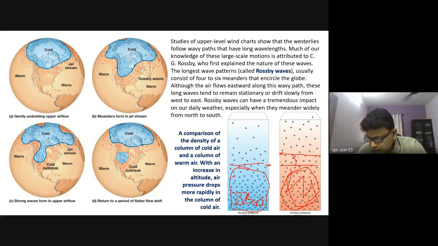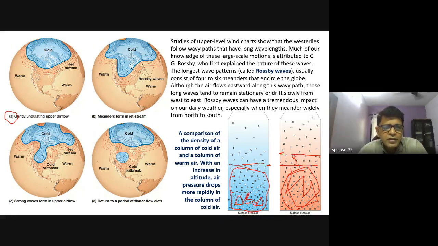Another important part of this whole thing is indexing. You'll see that there are four stages of indexing as such. You start with number A, that's gentle undulating upper airflow. And then you'll see that as they intensify, they move towards the equator, and as they move, they develop the wavy patterns, and now they are called the Rossby waves as such.